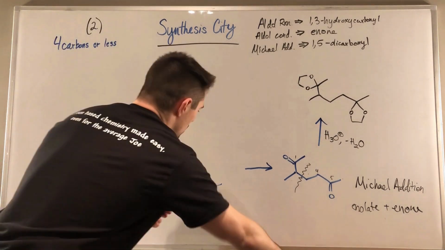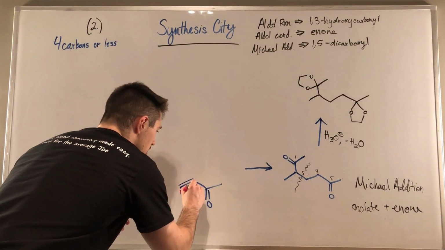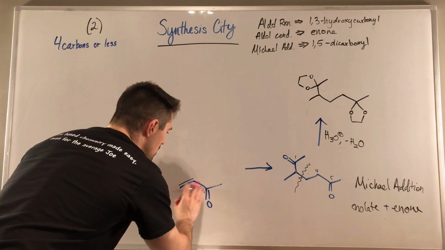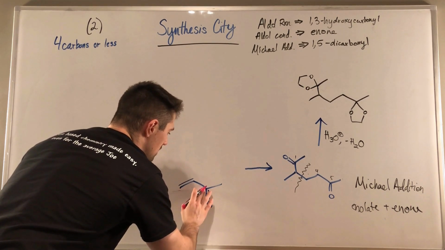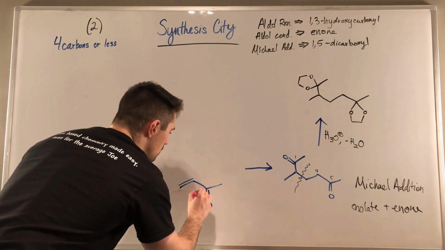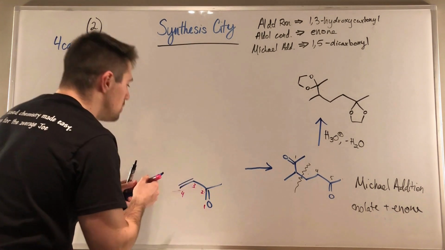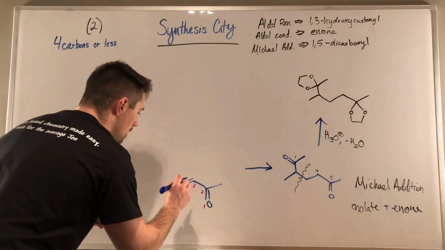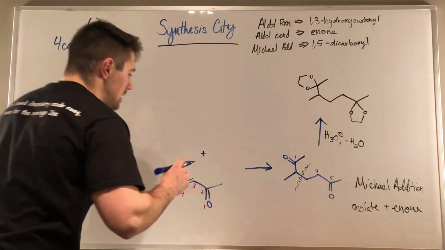And remember, Michael additions are a 1,4 addition. Actually, I always number this. It's not technically wrong, but it is wrong. 1, 2, 3, 4, right? We don't do a 1,2 addition, we do a 1,4 addition. We attack here where there's a partial positive charge. Cool. So there's my enone.